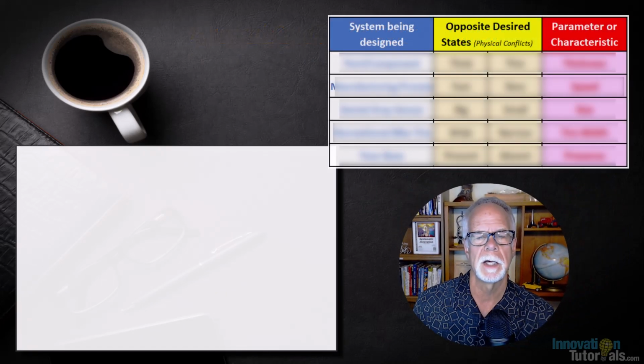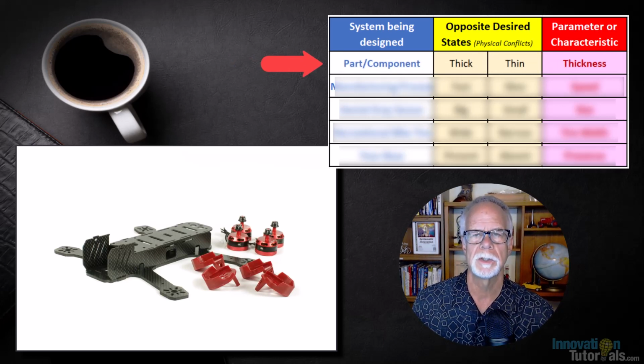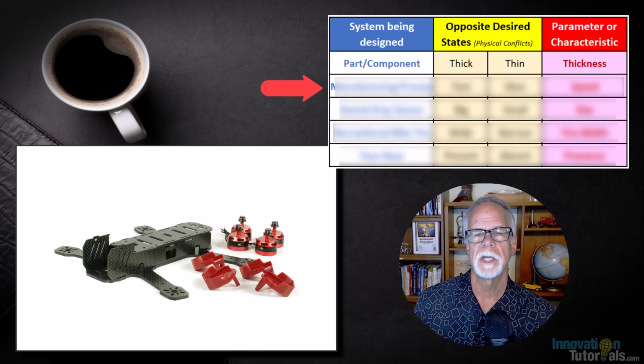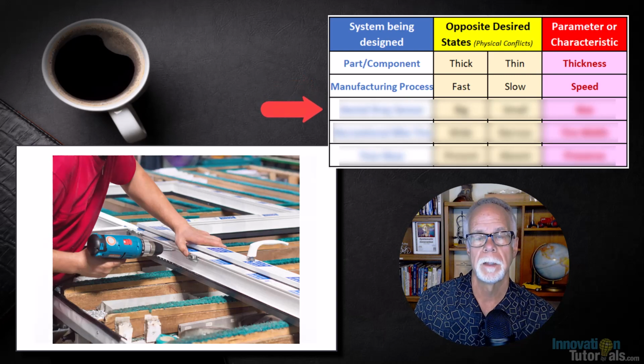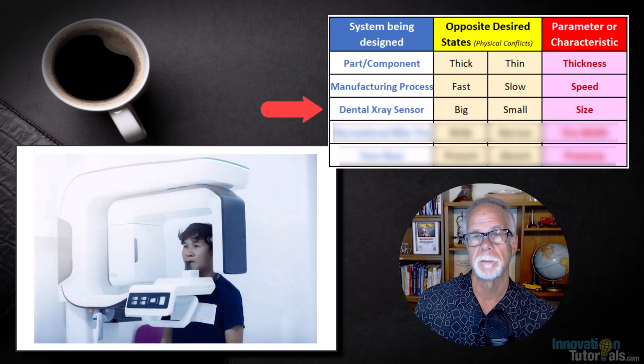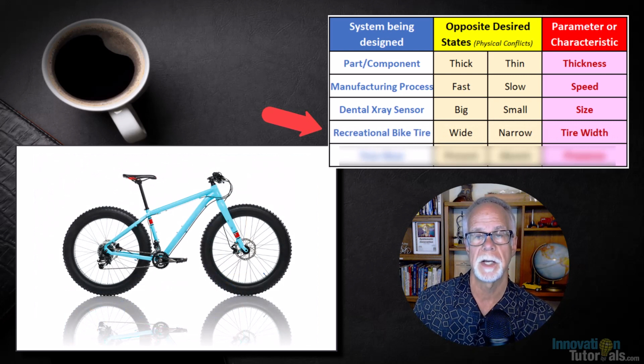You're designing a component and you need that component to be thick for strength, but thin for weight. 2 seemingly mutually exclusive parameters. You're designing a new manufacturing process and you want it to run fast for productivity, but slow for accuracy. Fast and slow are the physical contradictions. How about a new dental X-ray sensor that you need to be big for a large image, but small so it fits inside a mouth? Or you're an avid biker and you want your tires to be wide for traction, but narrow for rolling resistance.